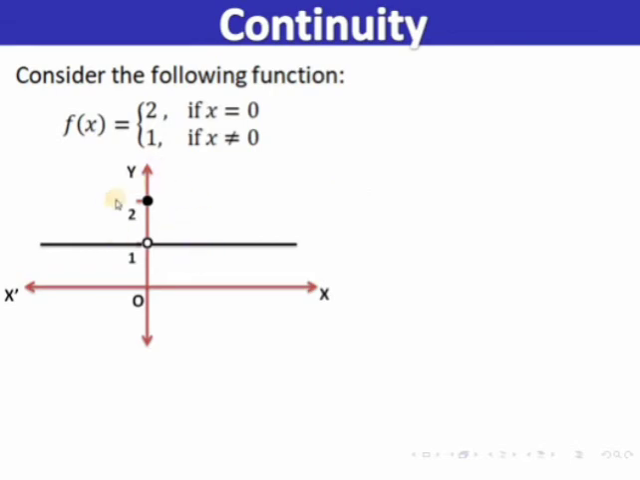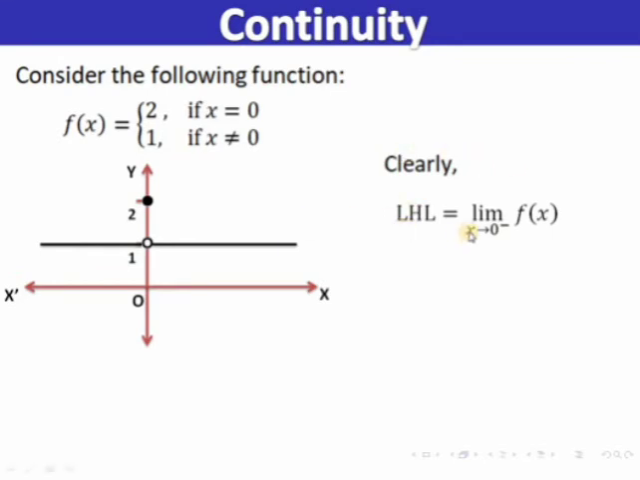Now again my question is same. Will I be able to draw this diagram without lifting the pen? Again your answer is no, because this point is lying outside this line, isn't it? And here there's a gap. Okay, there is a gap out here, so that's why you will not be able to draw this diagram without lifting your pen. That means this function is also not continuous.